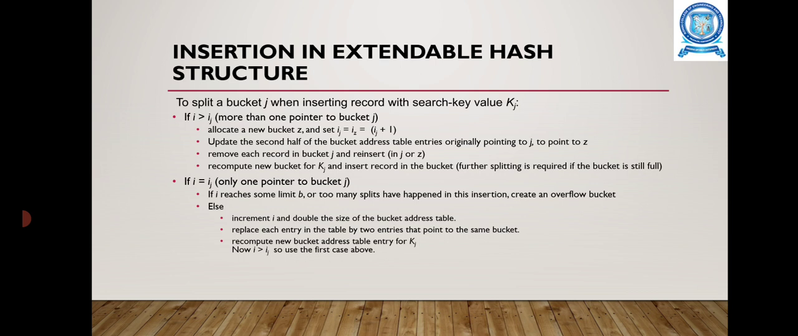Another condition is, if i equals ij, that is, if i reaches some limit b or too many splits have happened in this insertion, create an overflow bucket. Else increment i and double the size of the bucket address table. Replace each entry in the table by two entries, and recompute the new bucket address. Now i is greater than ij, so use the first case above.